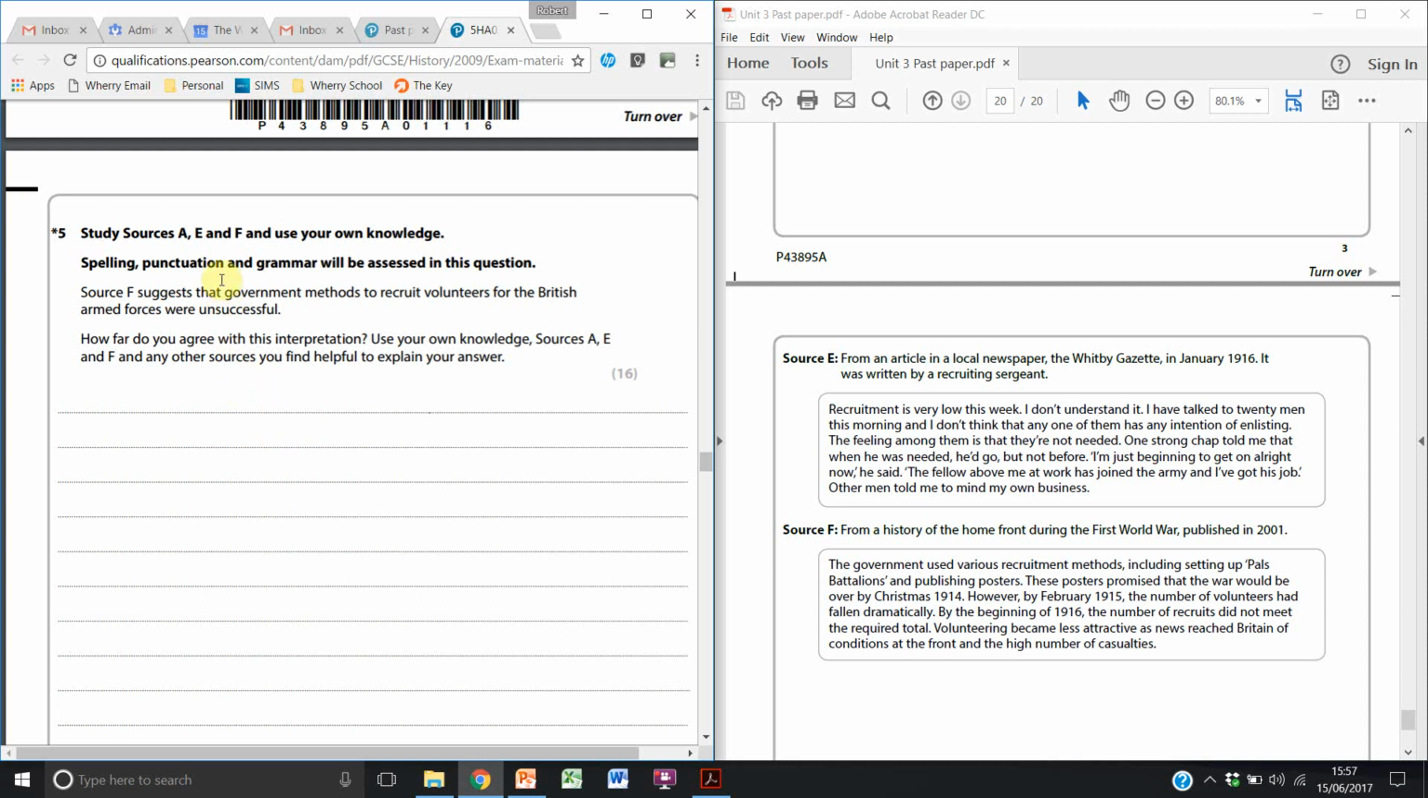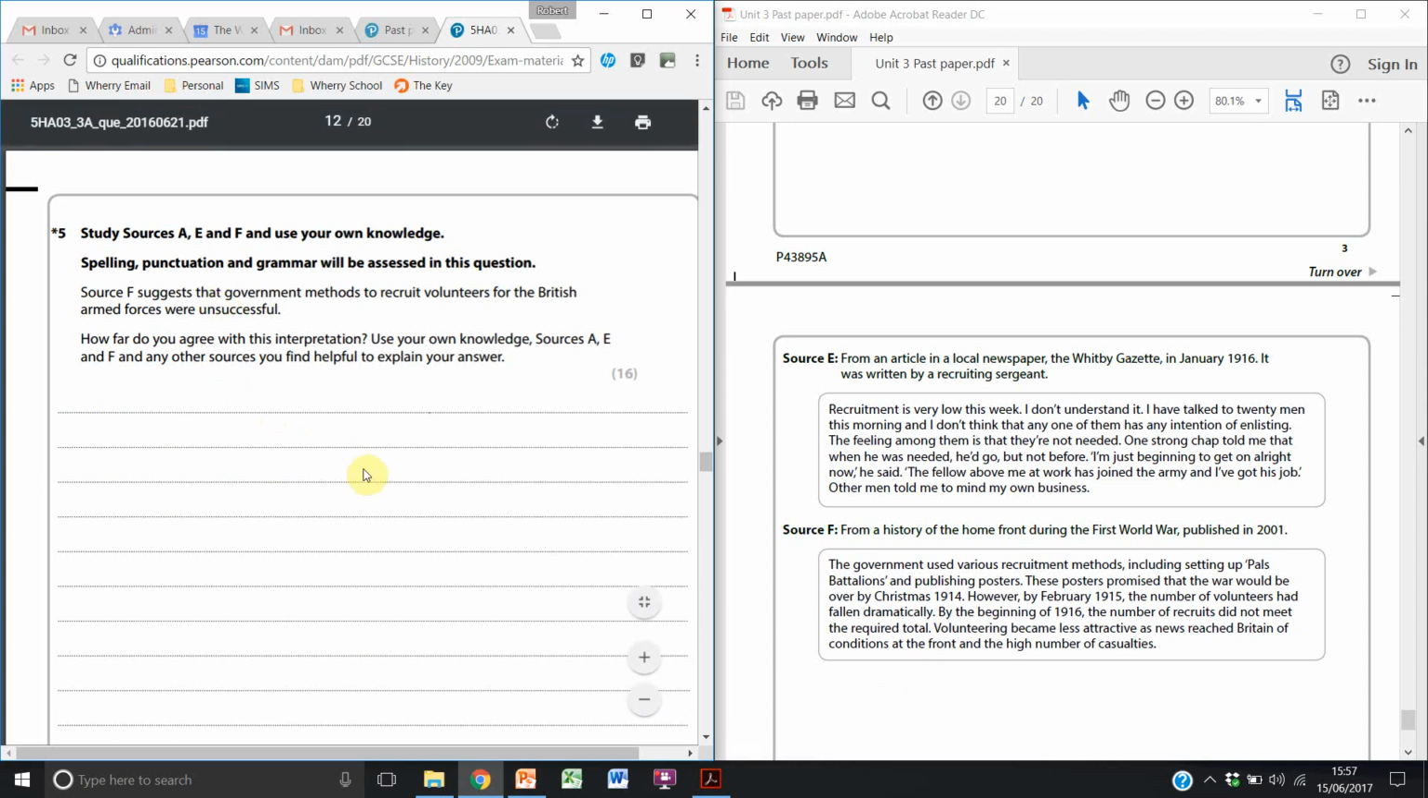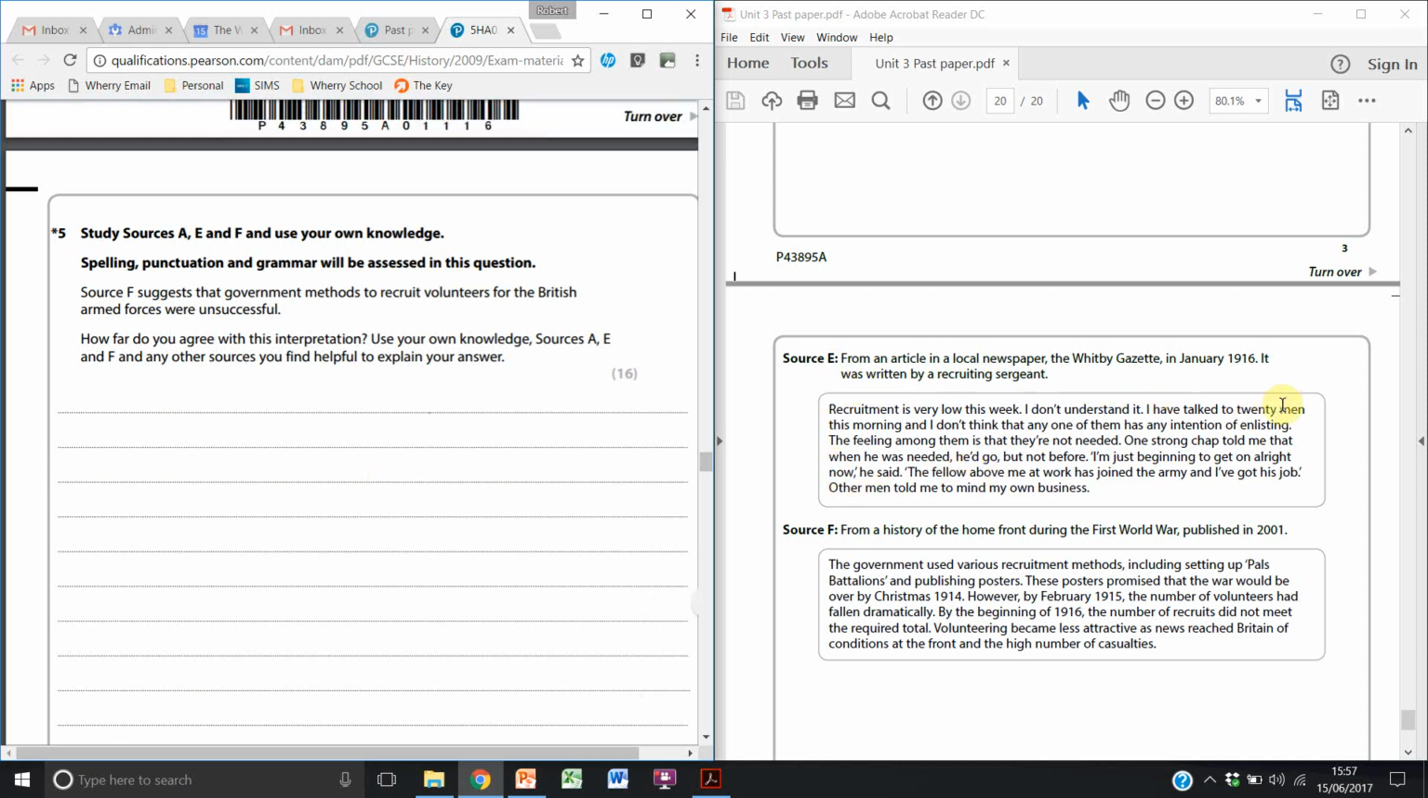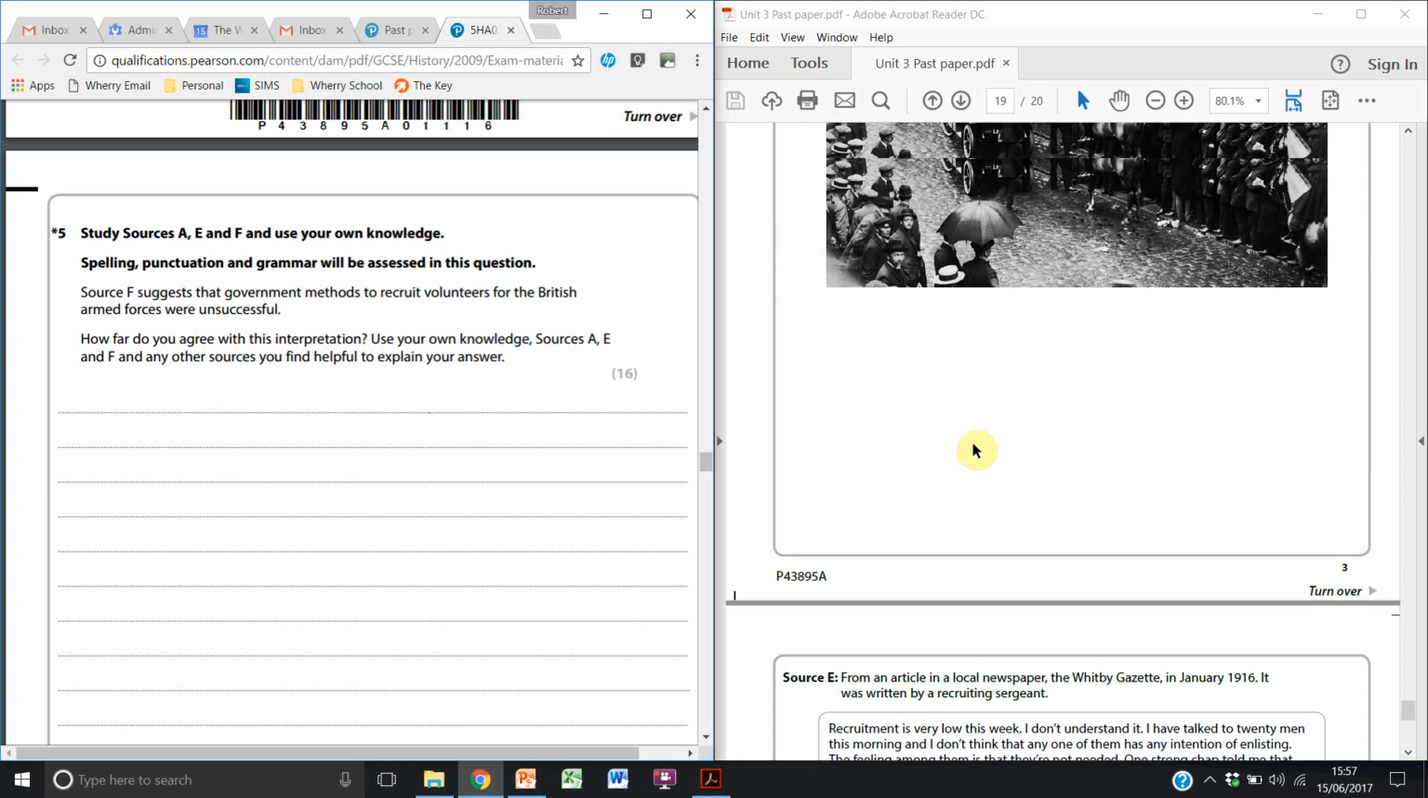And the examiners will have deliberately chosen 2 sources, one of which will agree with the hypothesis and one that will go against it. So source F suggests that government recruitment methods were unsuccessful. And if you have a look at source E, that would back that hypothesis up. It says, recruitment is very low this week. So source E agrees with the hypothesis suggested in source F.